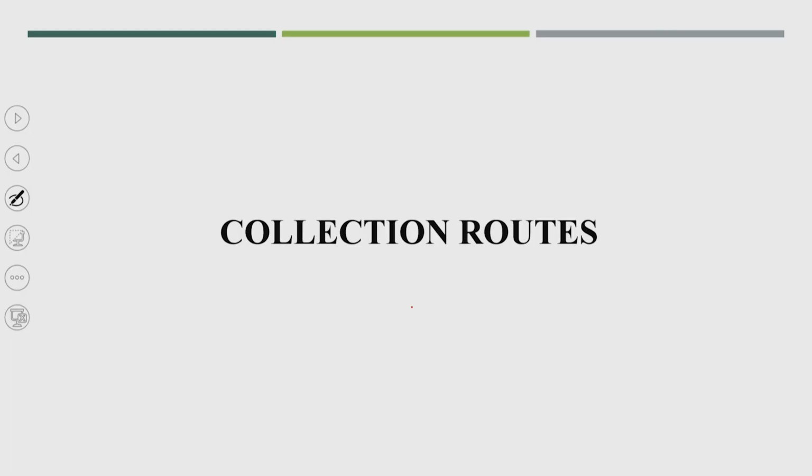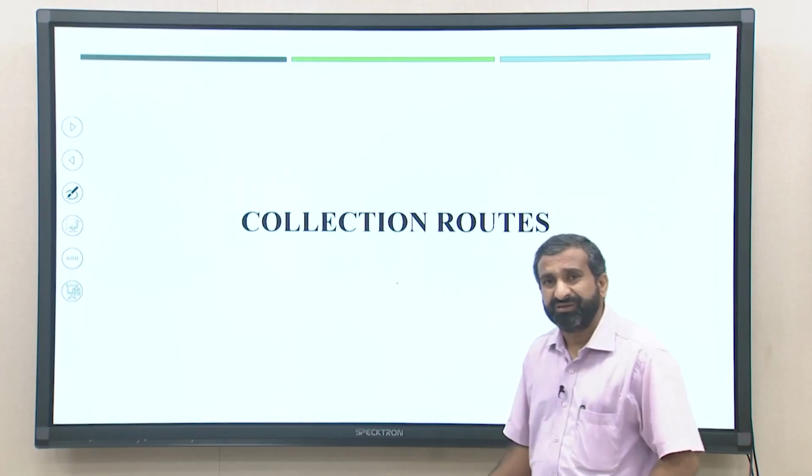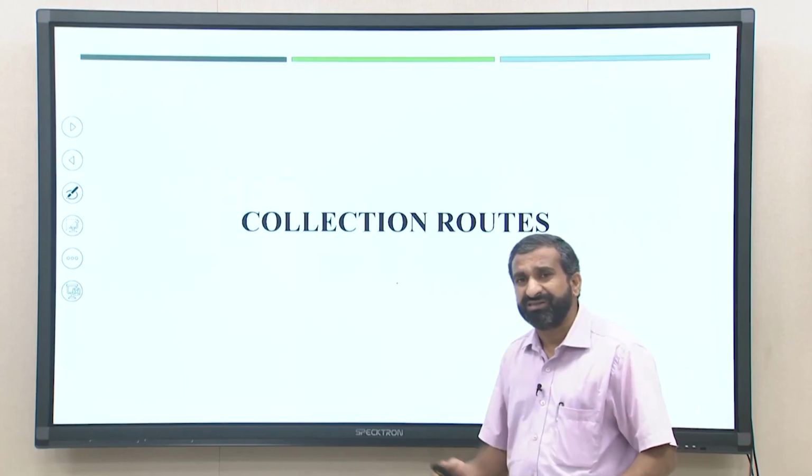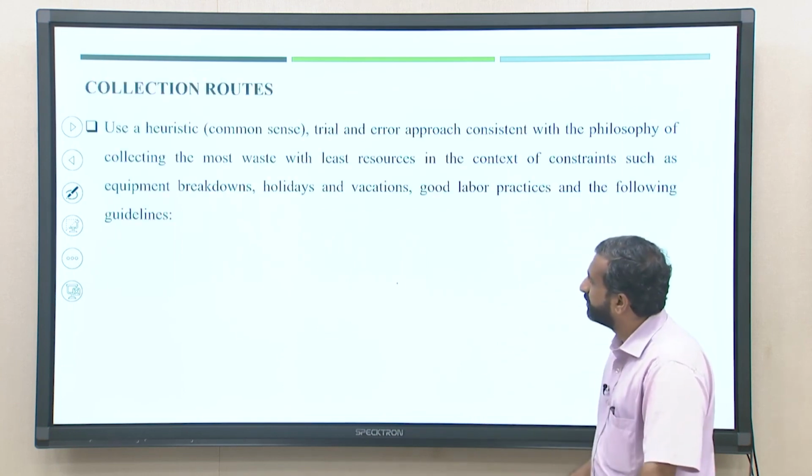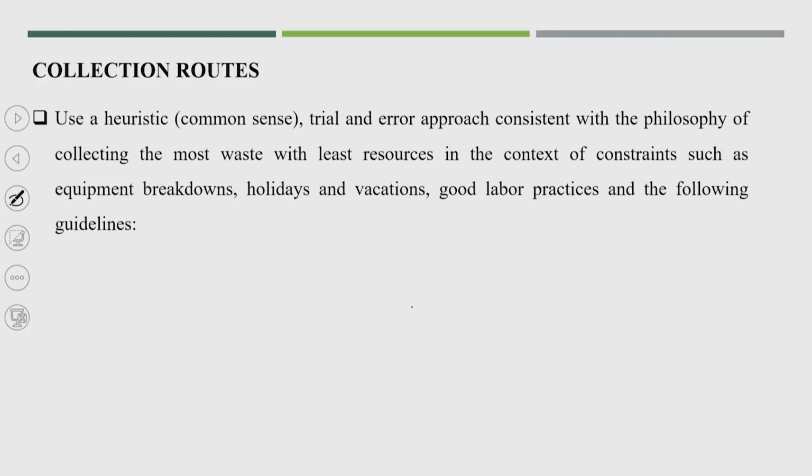But here I will give a few points, at least I think we can discuss a few points while finalizing the collection route. So, the collection route uses a heuristic method, or we can say common sense, or also the trial and error method, which is what corporations used to do.